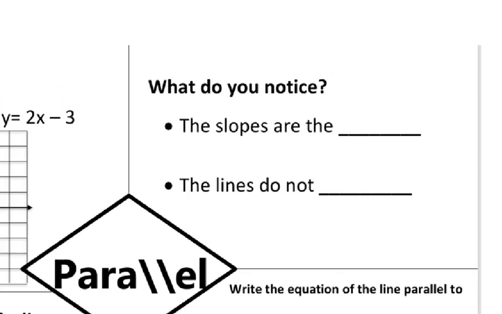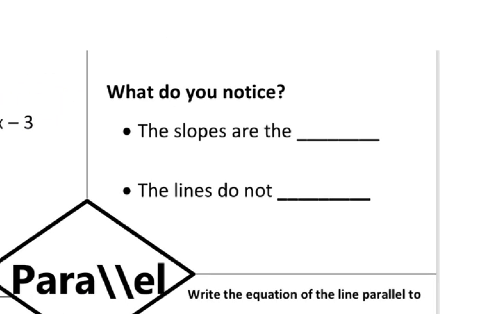So in the notes section of this page, it says, what do you notice? We notice that the slopes are the same, and we notice that the lines do not touch. They do not cross, they do not intersect, they are parallel.